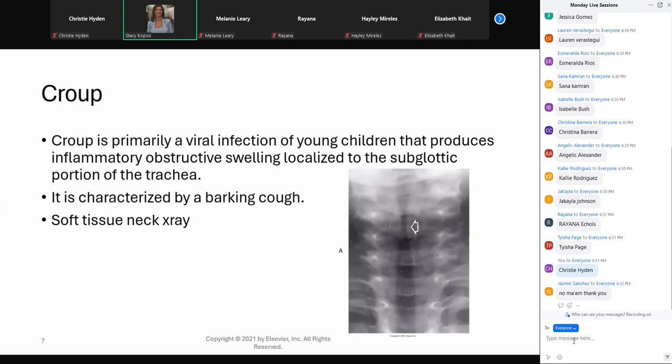Croup is a viral infection in young children that produces inflammatory obstructive swelling in the trachea. So you can see the narrowing of the trachea when you do a soft tissue AP neck, lateral neck. You'll hear the child usually has a barking cough. And that's what they're looking for in that, to see if the trachea is narrowed and the swelling.